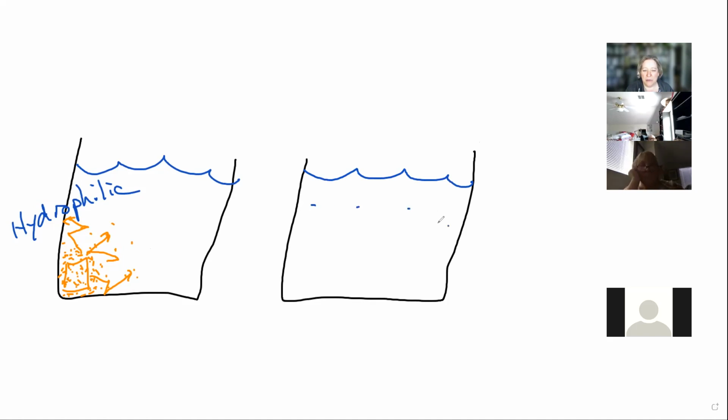And I'm going to go ahead and put the water molecules over here, just so we do it clear. Okay. And eventually, those sugar molecules are going to randomly spread out and fill the container of water. And it's because they're still randomly bouncing around.